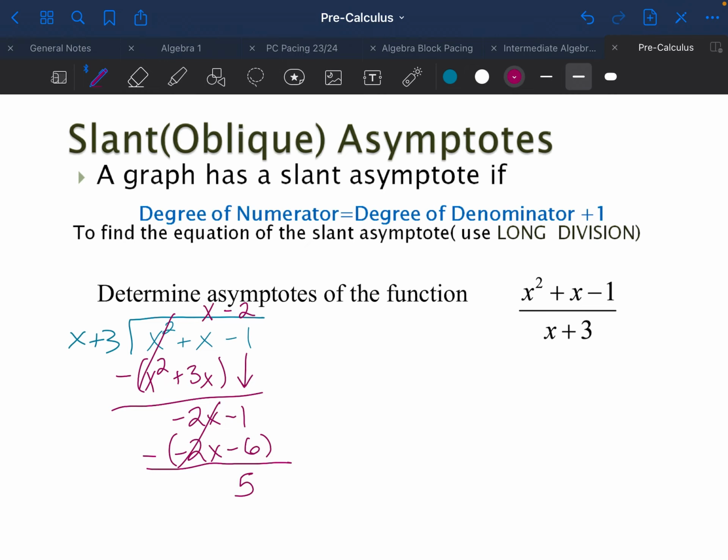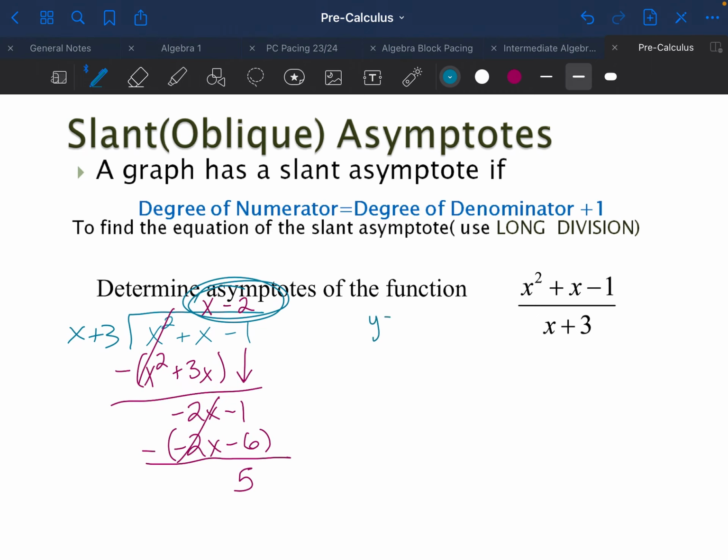And there we have it. Our slant asymptote is this value right here, x minus 2. So that gives us an equation of a line, y equals x minus 2.